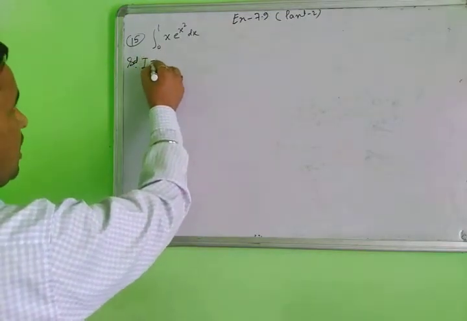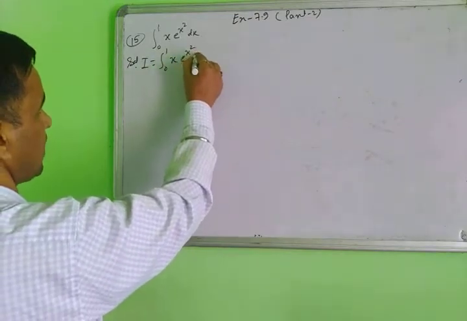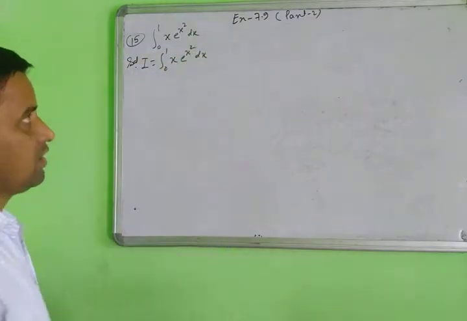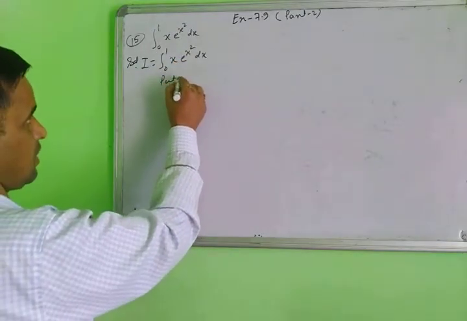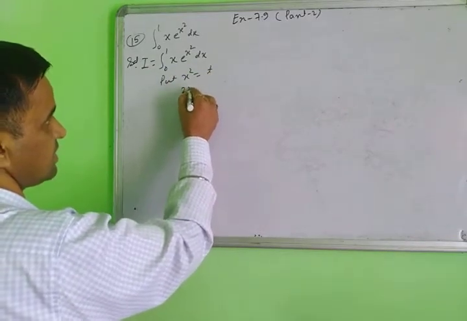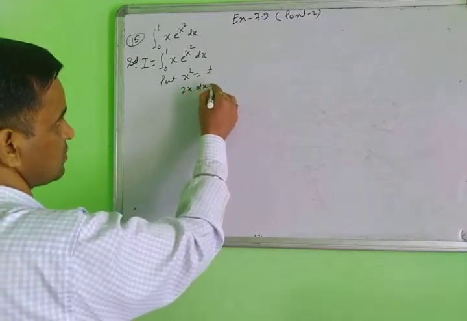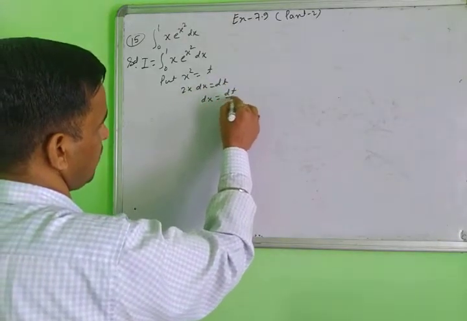Solution: I equals the integral from 0 to 1 of x e^(x²) dx. First of all, you put x² equal to t. Then you differentiate: 2x dx equals dt, and so the value of dx equals dt over 2x.